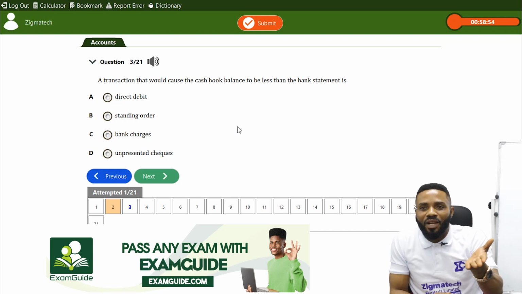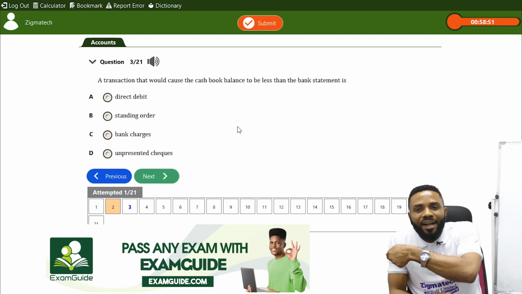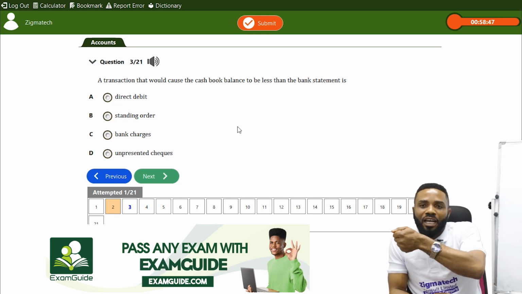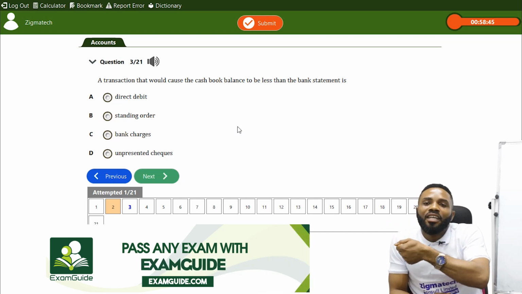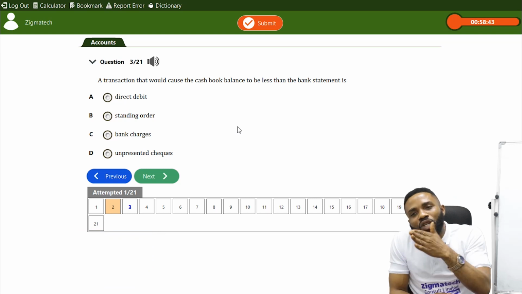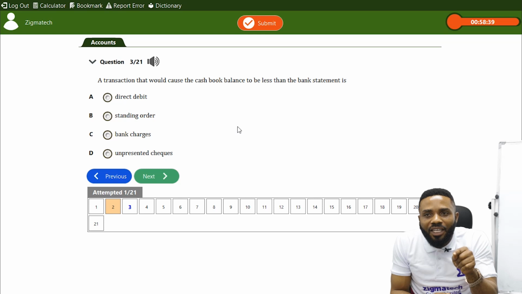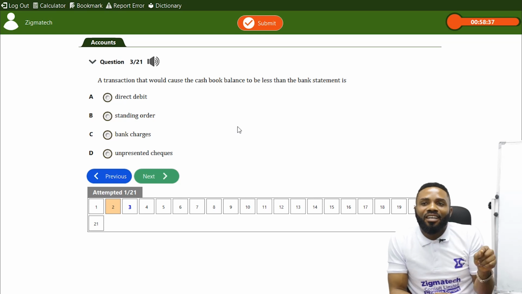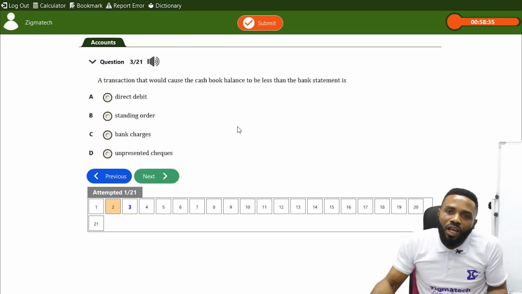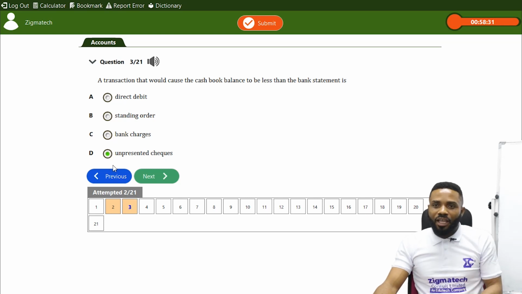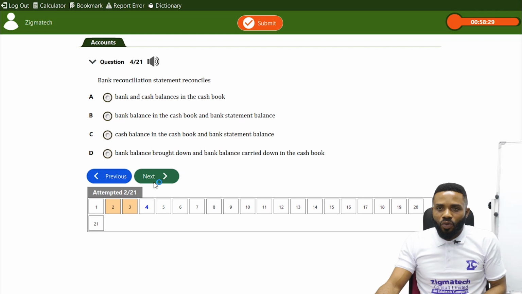Direct debit, I explained, is when money is taken from your bank. Standing order is when money has gone out of the bank. And then bank charges, the same thing. So the only transaction that will make the cash balance to be less than the bank statement is what? Unpresented check. So unpresented check is the answer. Then let's go to the next one.